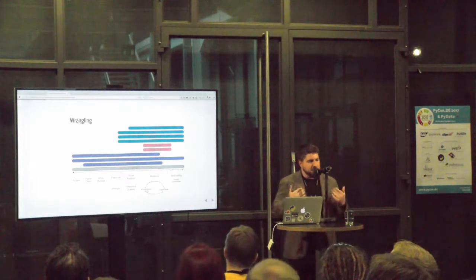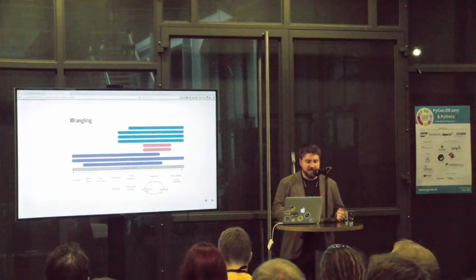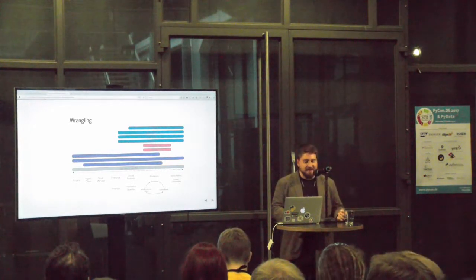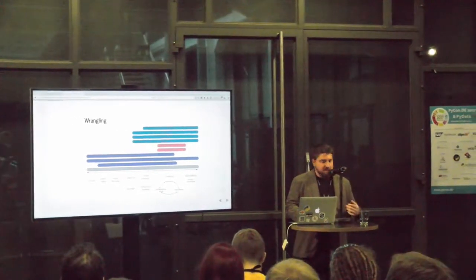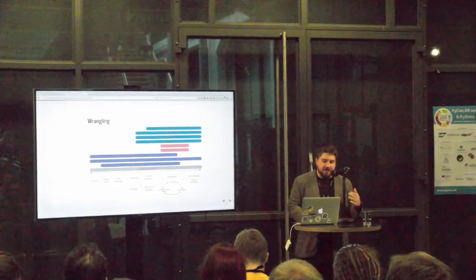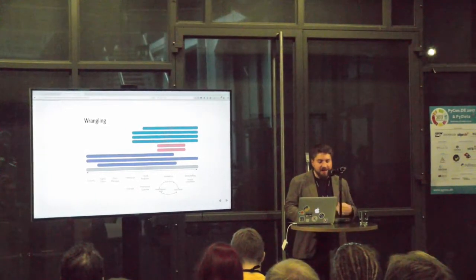So I'm going to go through the different phases of a typical data science project, and this is the data wrangling phase. And I'm going to present three tools that are really extensively used in this data wrangling phase. That's pandas, numpy, and dask.